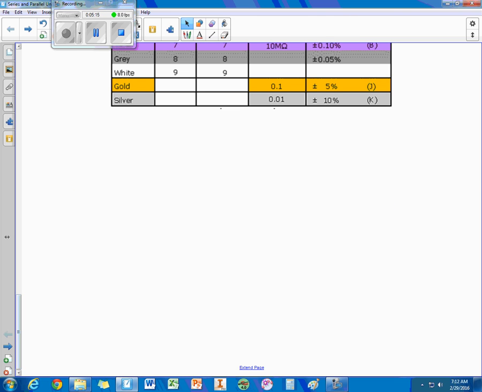Let's take a look at another example. Let's say we have a resistor that has a blue band, red band, and then a green band. We won't worry about the tolerance. So, what is the value of this resistor?